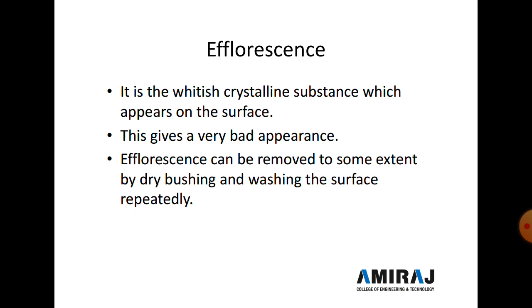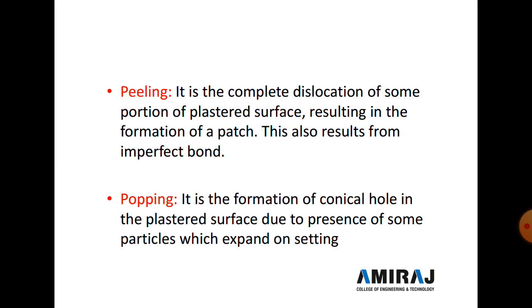Now here some more points are given besides efflorescence. First is peeling. It is the complete dislocation of some portion of the plaster surface, resulting in the formation of a patch. This also results from an imperfect bond.